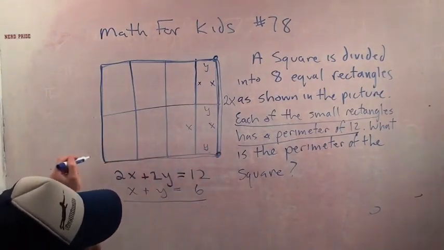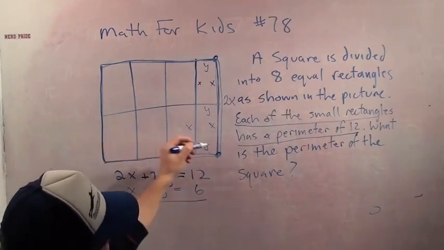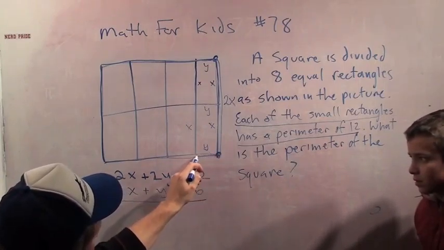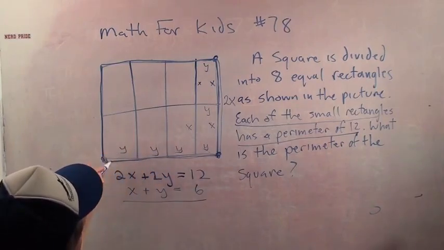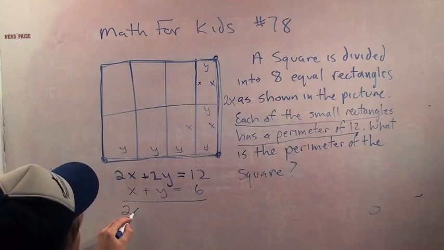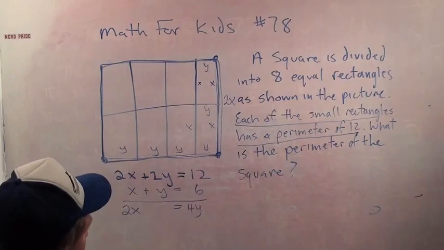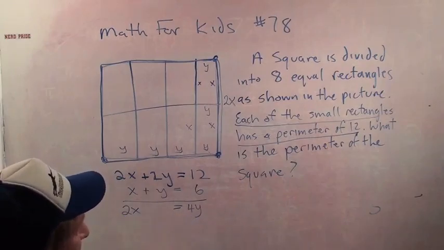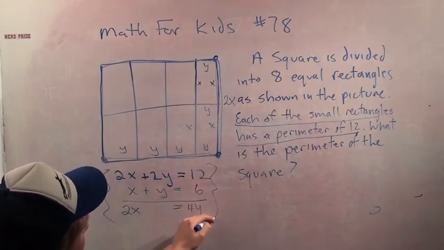How long is this side across here? It's also 2x. Is it anything else? From here to here, it's 4y. So we know that 2x equals 4y. We also know that x plus y equals 6, or 2x plus 2y equals 12, and we also know that 2x equals 4y.